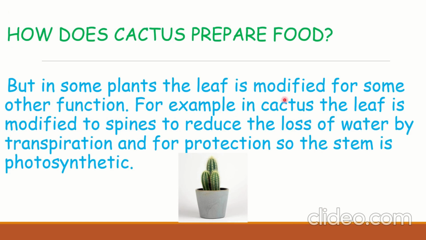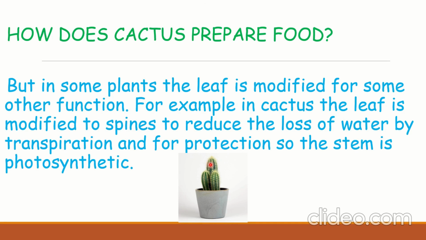Now, how does a cactus prepare food? It does not have leaves like the normal plant, but do not think this green part to be the leaf. It's the stem. If there are no leaves, then how does the cactus prepare food? In some plants, the leaf is modified for other functions. For example, in the cactus, the leaf is modified to spines to reduce the loss of water by transpiration and for protection. So the stem is photosynthetic. Now, the leaf over here is modified to spines, as you can see.